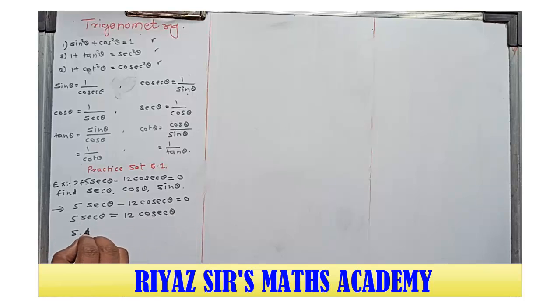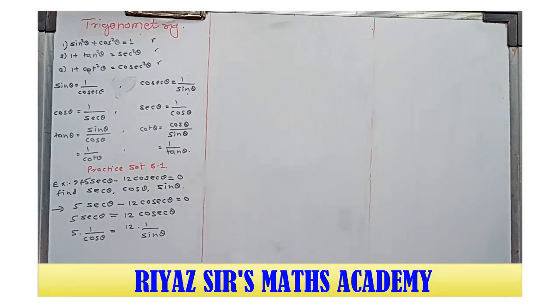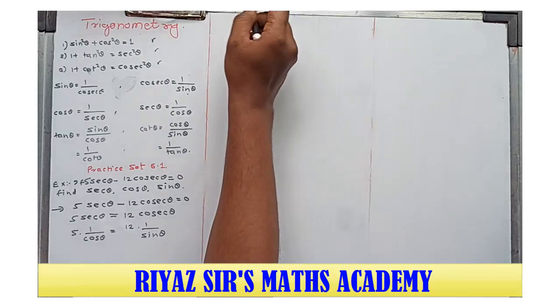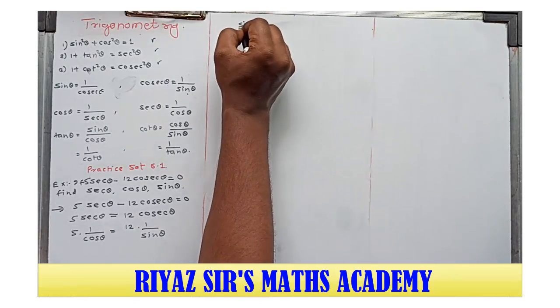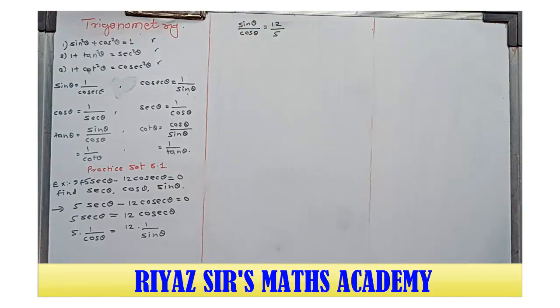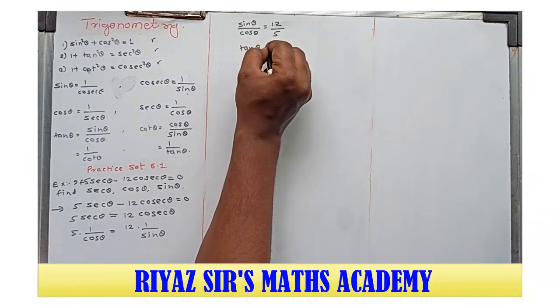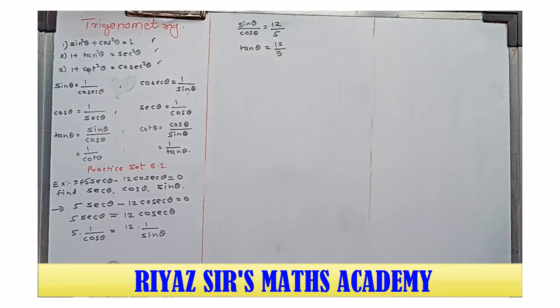So you will get 5 into sec theta, which is nothing but 1 upon cos theta, is equal to 12, and cosec theta is nothing but 1 upon sin theta. Okay, so here sin theta is in division, on the left hand side it gets multiplied, so you will get sin theta upon cos theta is equal to 12 upon 5. But sin upon cos is nothing but tan theta, so you will get tan theta is equal to 12 upon 5. This is the value for tan theta.